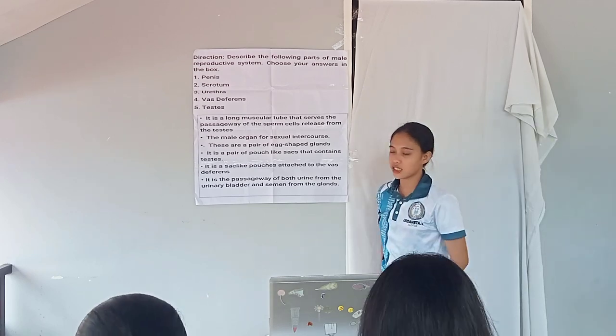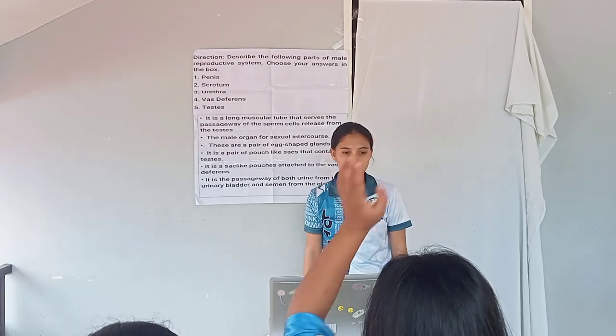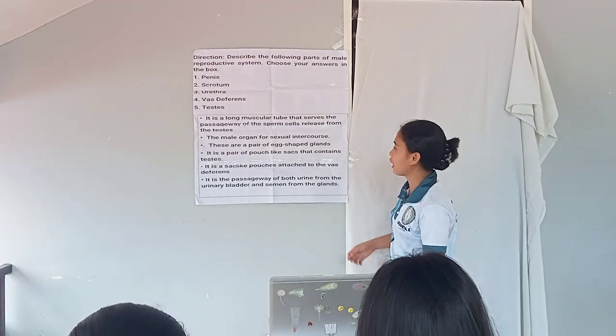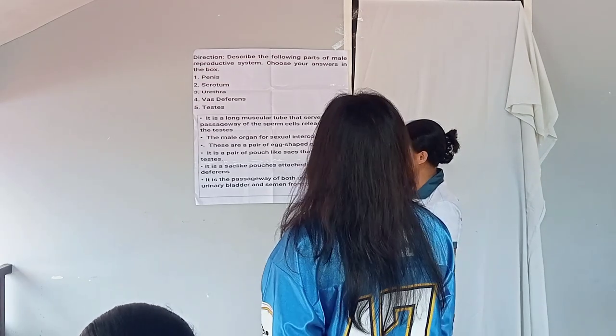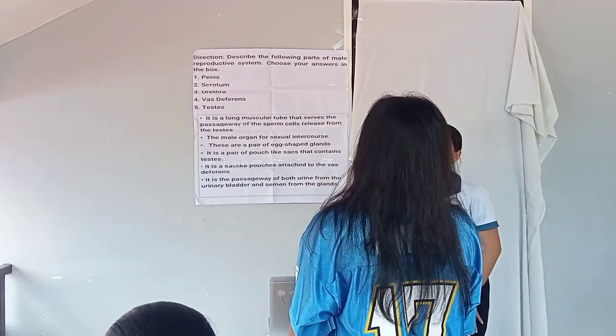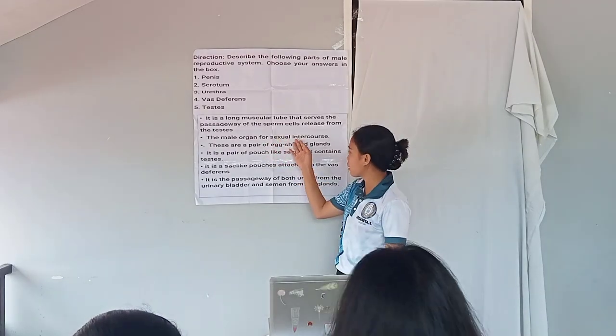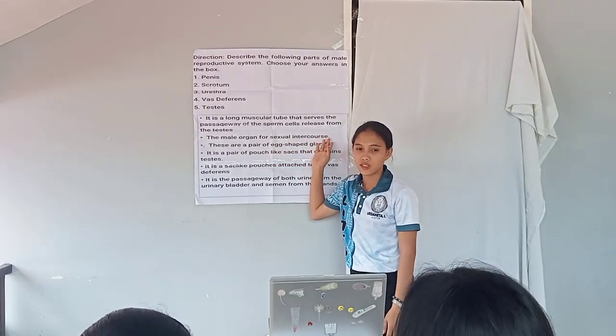Okay, done, class. Let us check your answer. Okay, who wants to answer number one? Banting, will you answer number one? Please stand up. Number one, penis. Okay, what is penis? Describe penis. The male organ for sexual intercourse. Okay, it is the male organ for sexual intercourse. Correct, class? Yes, ma'am.